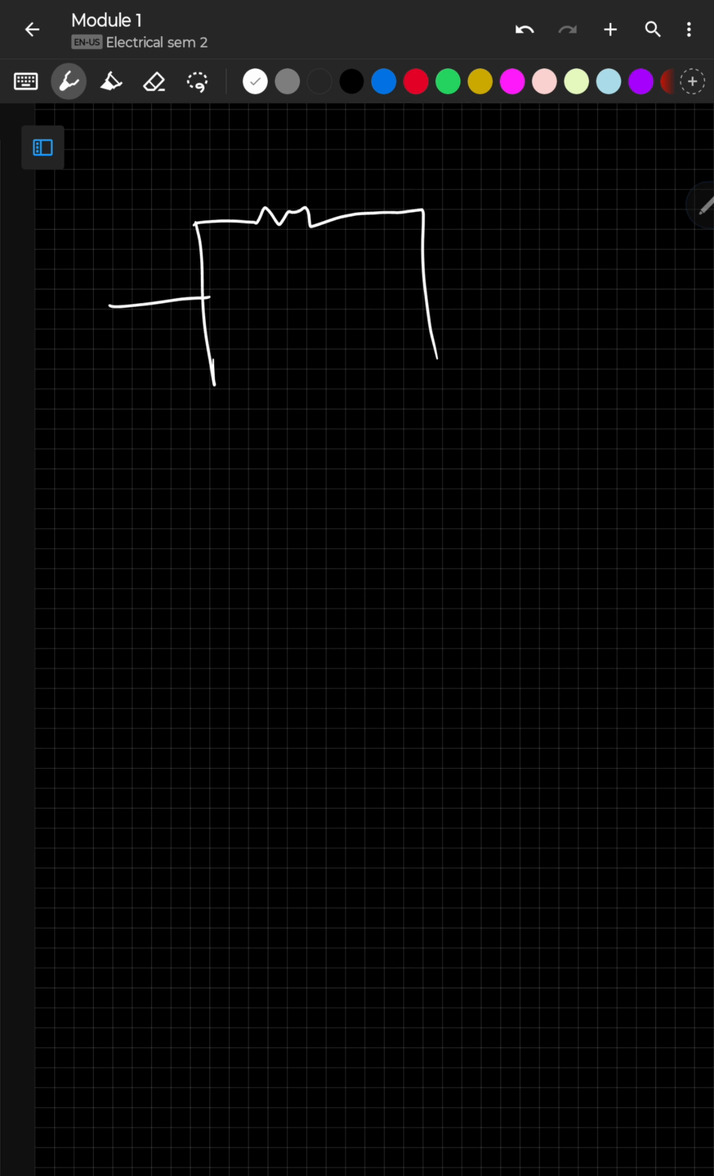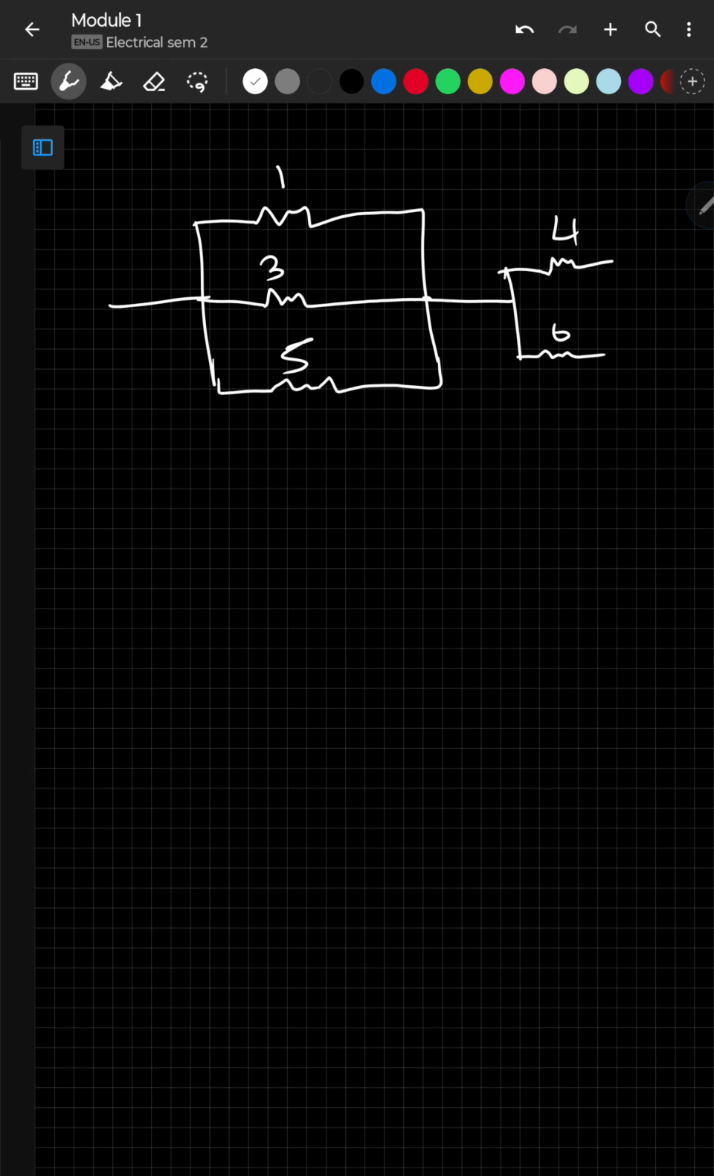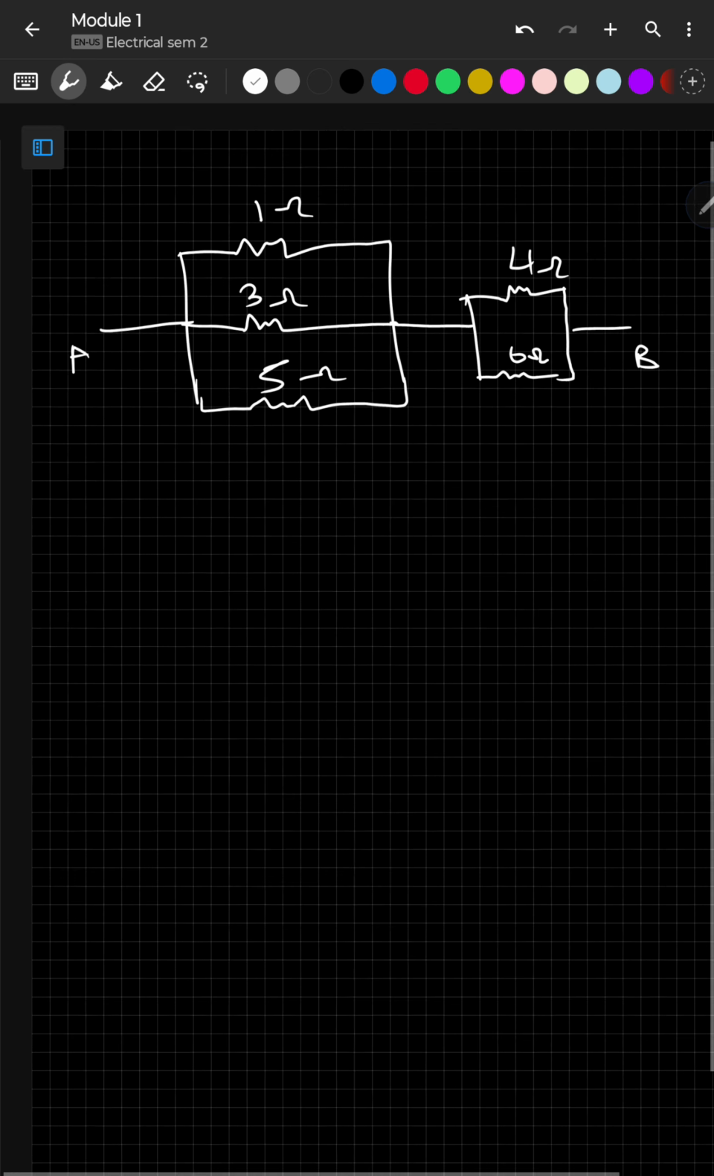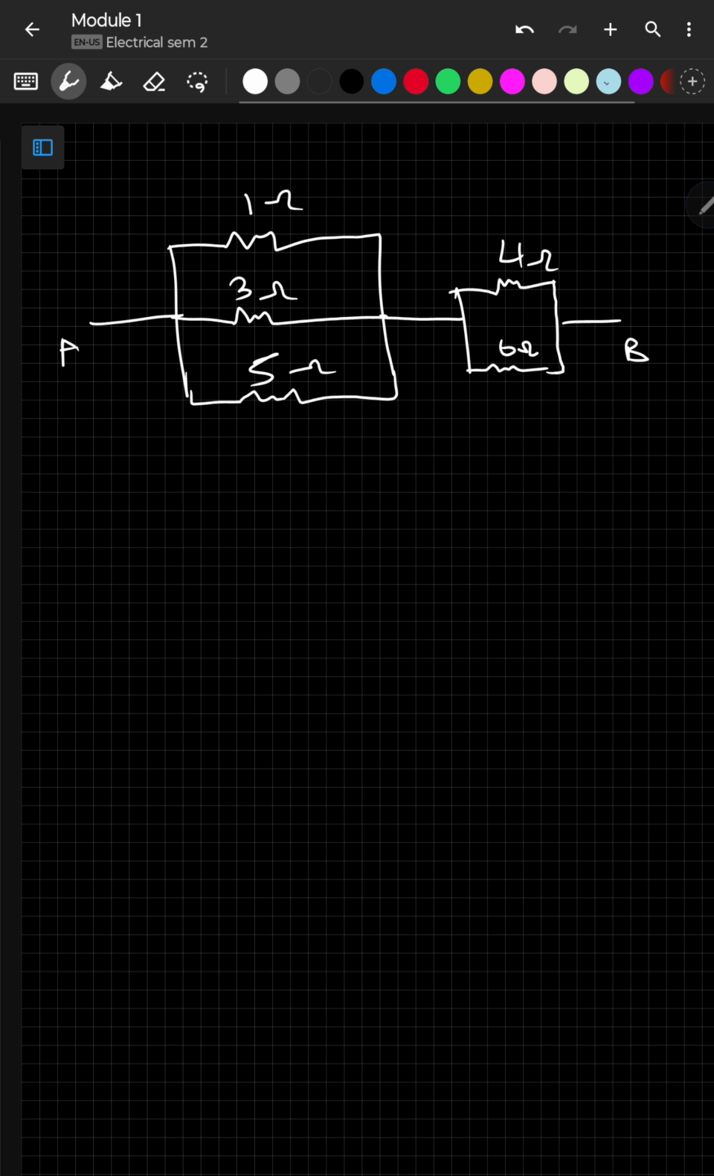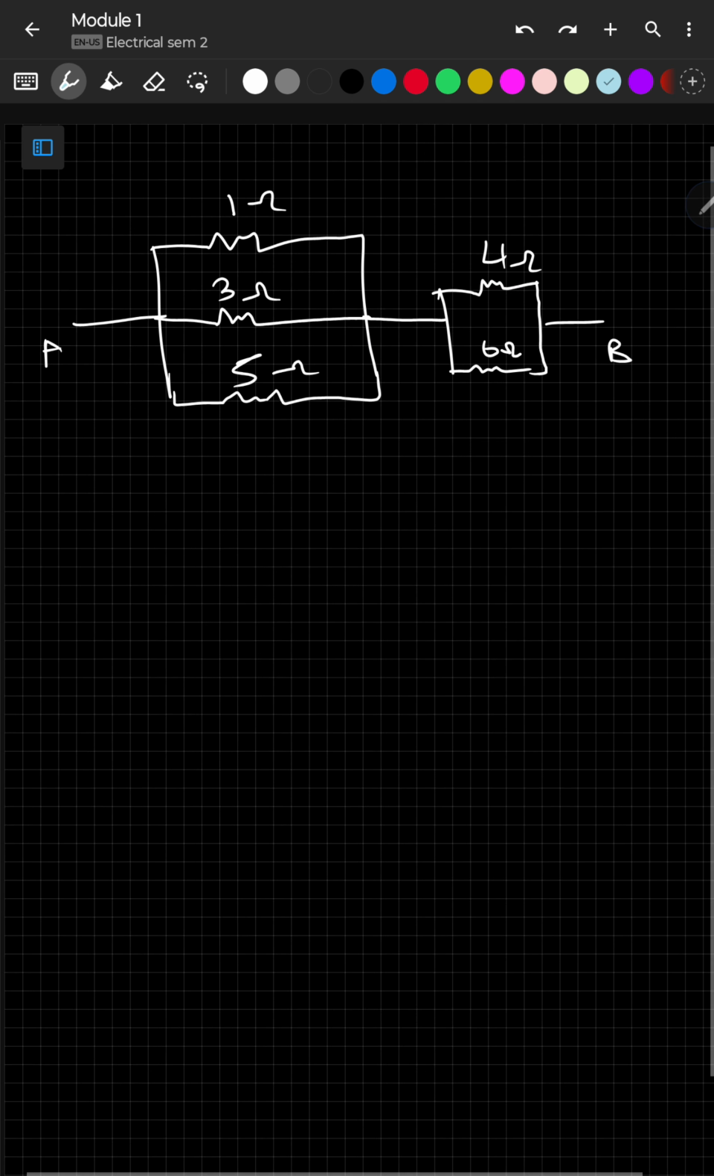I'll draw the diagram roughly to prevent wasting time. This is 1, 3, 5. This is connected to this, which is 4, 6. This is A and this is B. So one thing you have to remember is that don't think this is in a straight line. I know this is a very uncommon mistake, but don't take that line as serious. No, that's not how it works. Treat this separately and treat this separately.